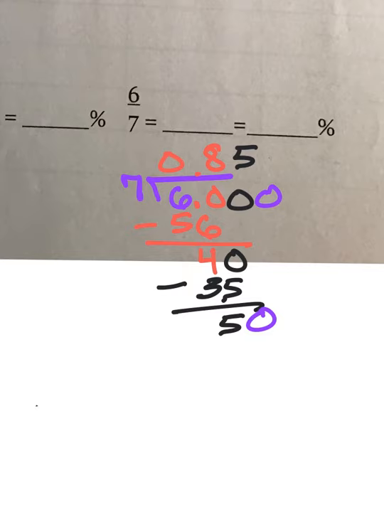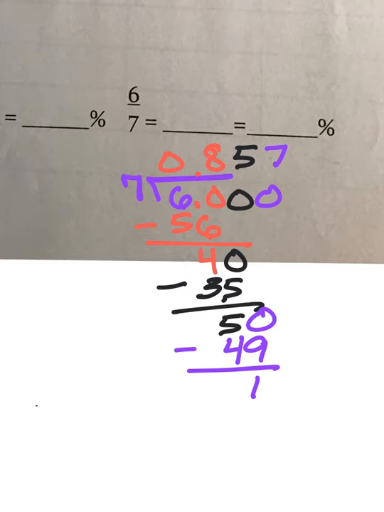Okay, if I have 50 thousandths, and I'm trying to break it up into 7 groups, the largest amount of thousandths I could have in each group would be 7 thousandths in each group. 7 thousandths times 7 would be 49. Okay, it would be 49 thousandths. So if I subtract, I get 1. As you can see, this did not come out evenly.